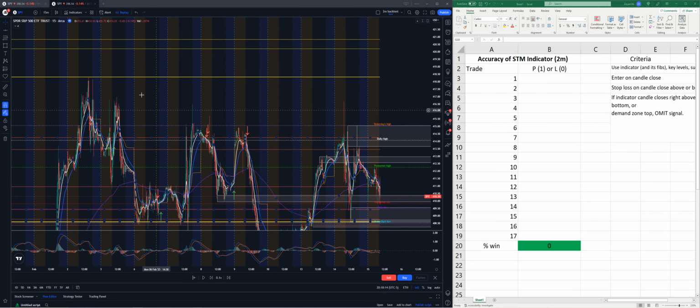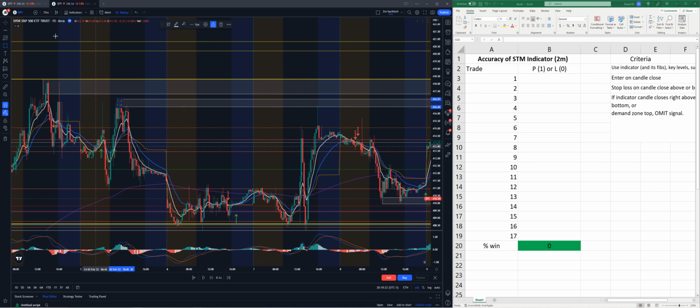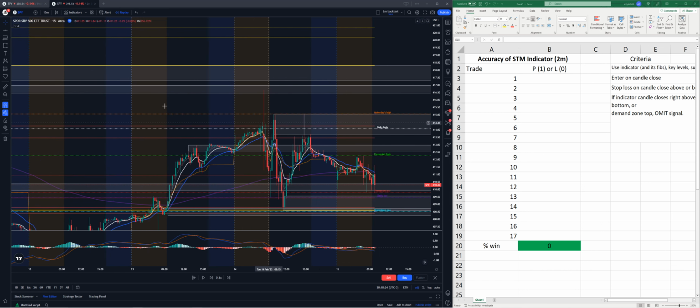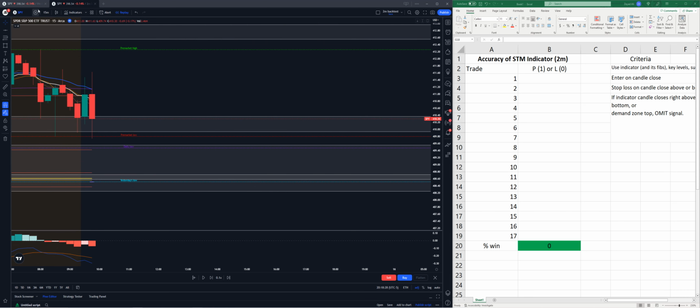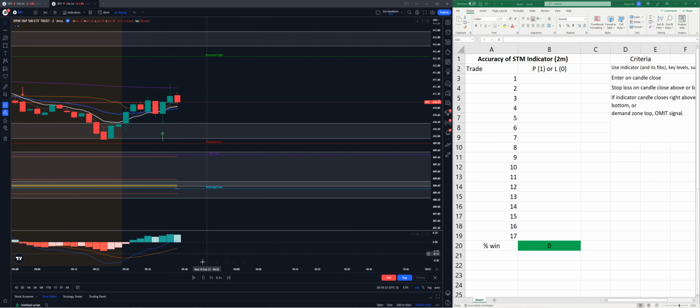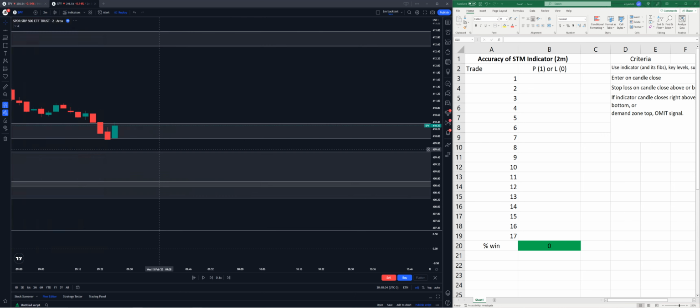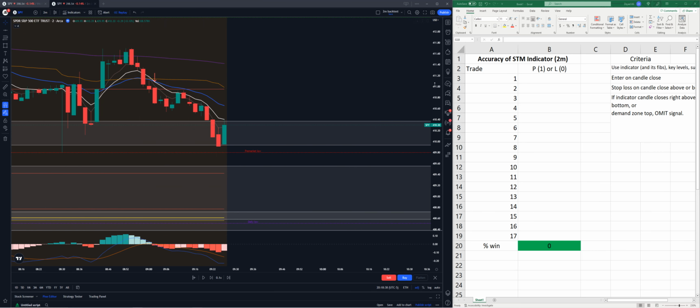And then above. Okay, these are really rough. I usually draw them a lot more precise, but let's just do that. Now let's go to the 2-minute time frame. Okay, well, that was not supposed to be like that. Okay, here we go. So we have everything drawn out.